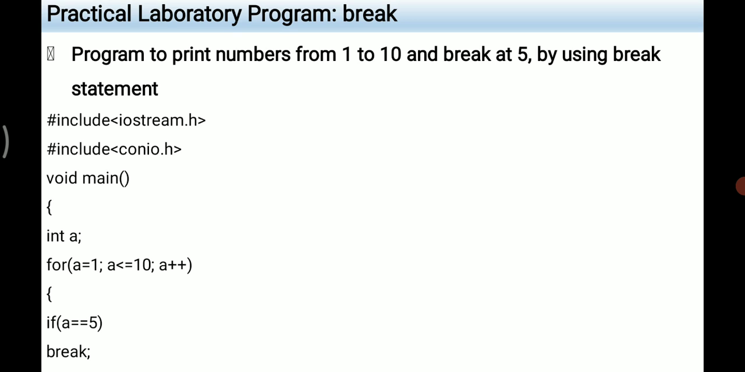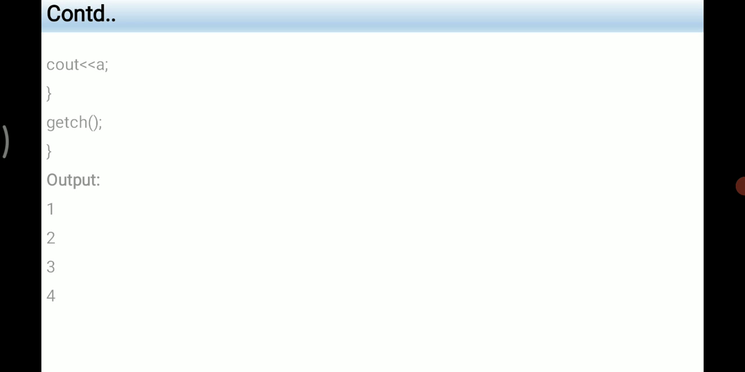If a is equal to 5, what happens in that case? We are making use of the break statement. When you use a break statement, it will come out of your loop. If this if condition, that is if a is equal to 5, is not true, that is, it evaluates to false, then we have a cout statement, that is a. So the value of a will be printed. Then we have a closing braces, then getch, then again the closing braces.